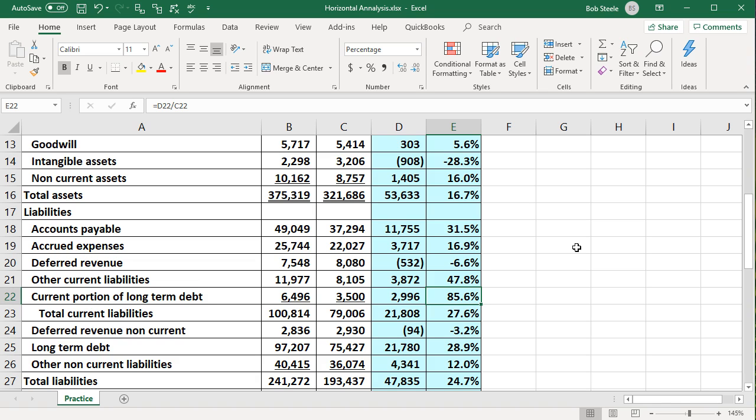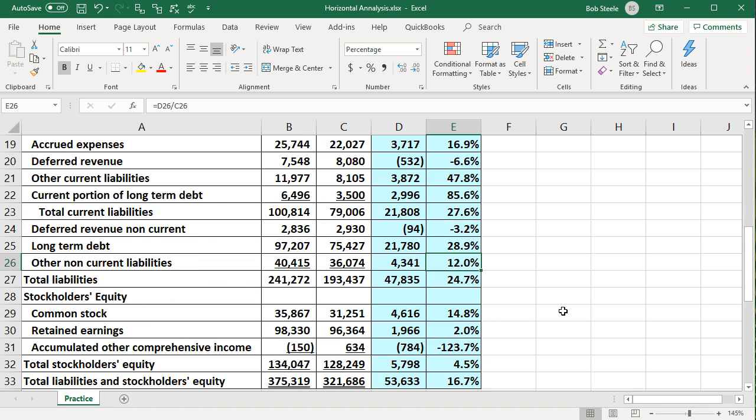Current portion of long-term debt, again, substantially higher. So are we taking on more debt, and is more of it current versus long-term? Should we be putting more of it into long-term possibly? Deferred revenue, non-current. Long-term debt also went up, so you would think that these two would be related. The current and long-term debt both went up, so it looks like we took on another loan, and we want to log that down and say, yes, those are going to be higher because we took out a loan. And then we have the common stock, a 14% increase. So it looks like more investment, or we possibly sold more stock. We'd have to log that down.